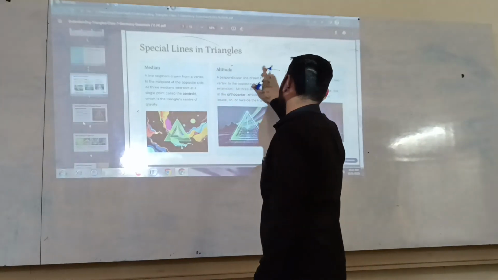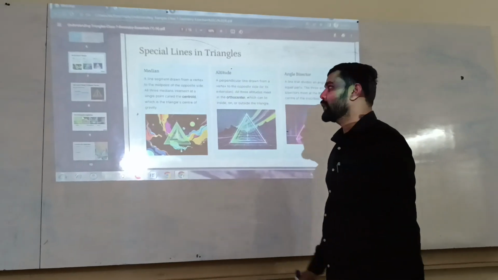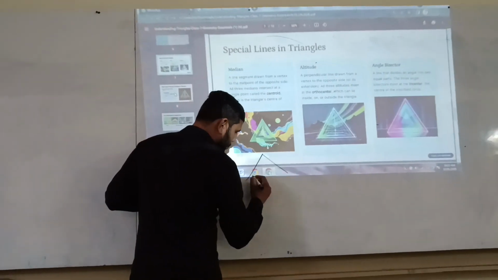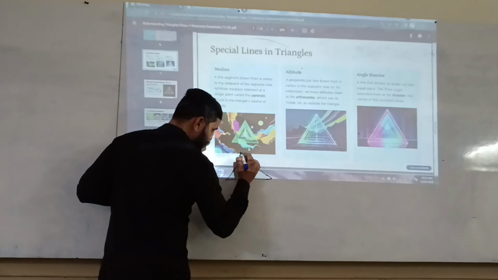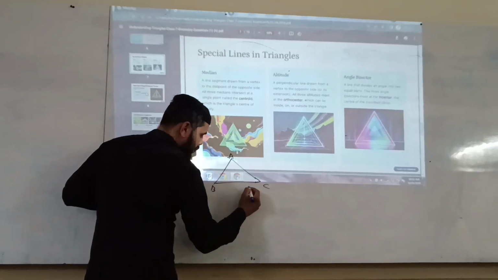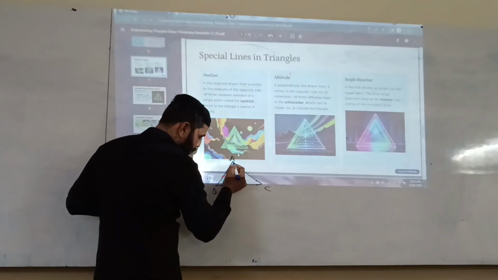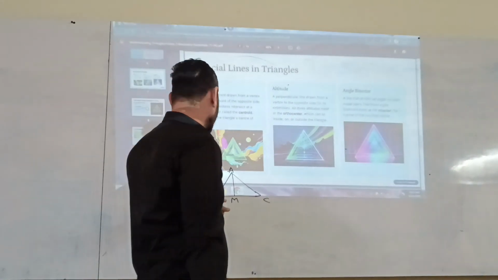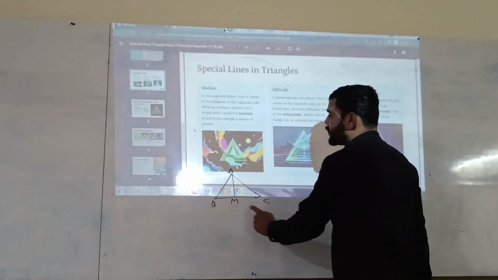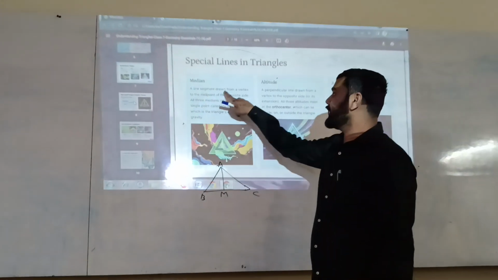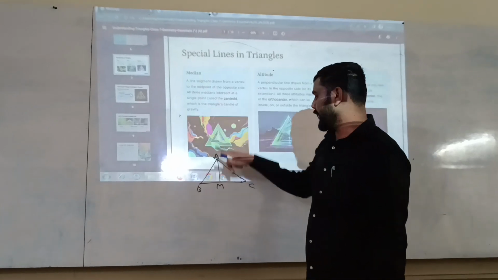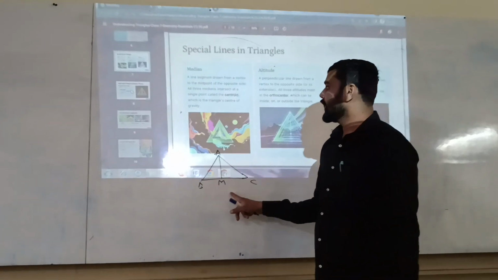Next, special lines in a triangle. The first one is the median. First of all, we draw a triangle with sides A, B, C. On this side, we can draw a single line perpendicular to BC, so AM is perpendicular to BC. A median is a line segment drawn from vertex A to the midpoint of the opposite side.